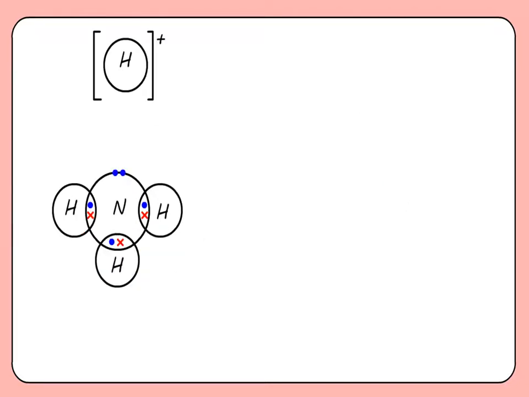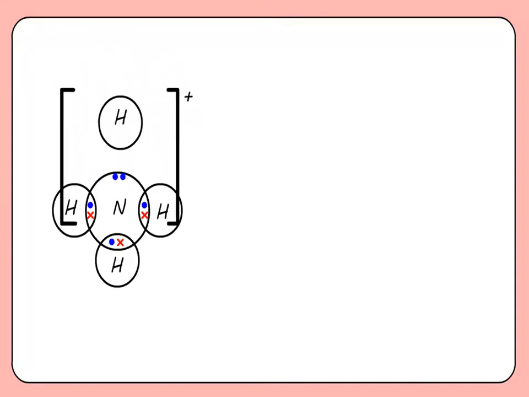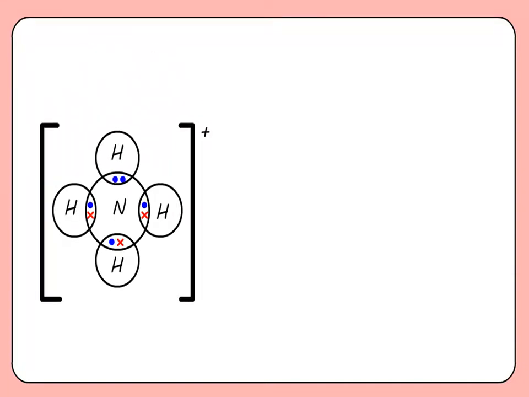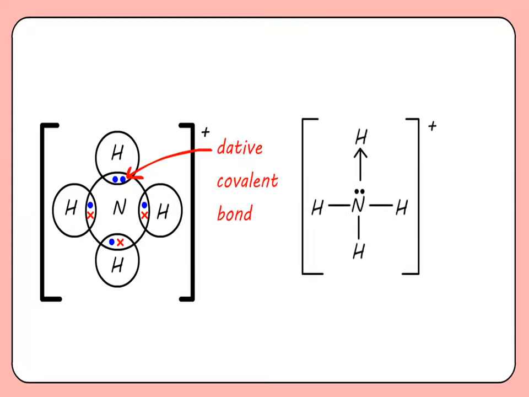The ammonium ion, NH4+, contains a special type of covalent bonding known as a dative covalent bond. This is where 2 electrons that form the bond are donated from one atom, in this case the nitrogen. We draw the short form as this, where the dative covalent bond is shown with an arrow.